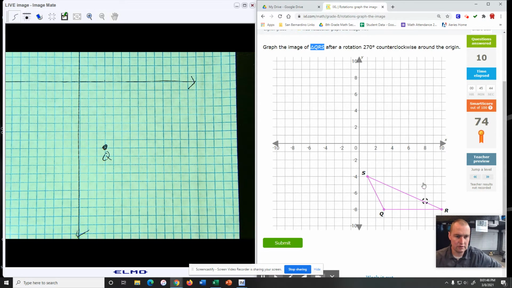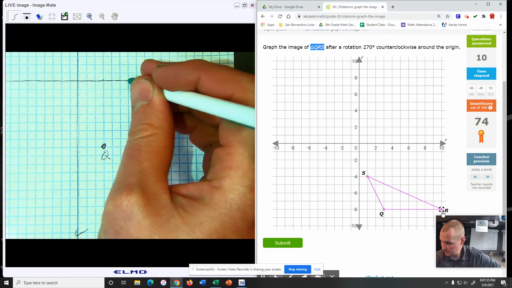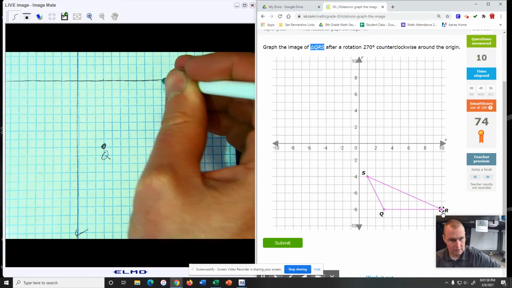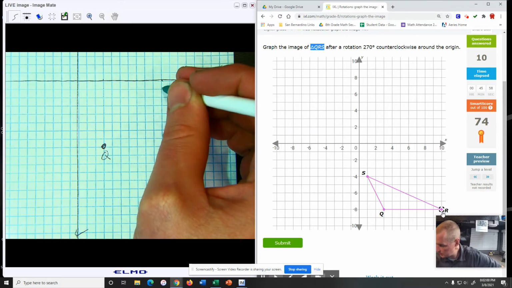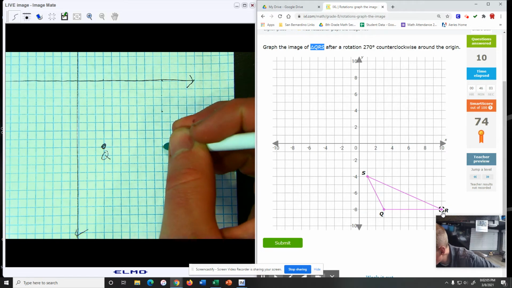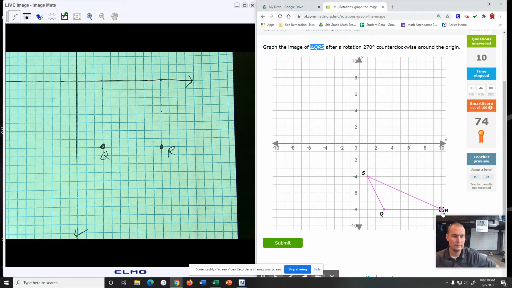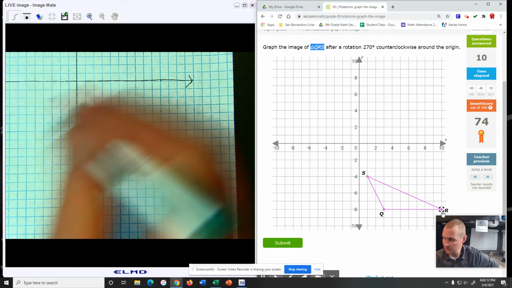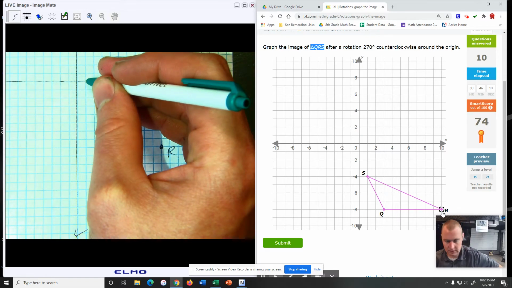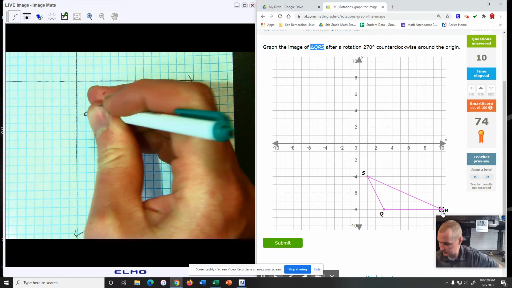Going to R. So R is to the right 10 and down -8. 1, 2, 3, 4, 5, 6, 7, 8, 9, 10, and down -8. -1, -2, -3, -4, -5, -6, -7, -8 is R. And S, +1, down 4. 1, 2, 3, and 4 is S right there.